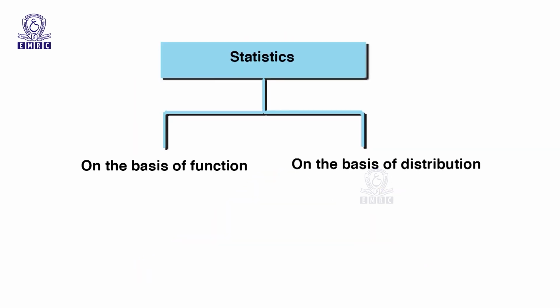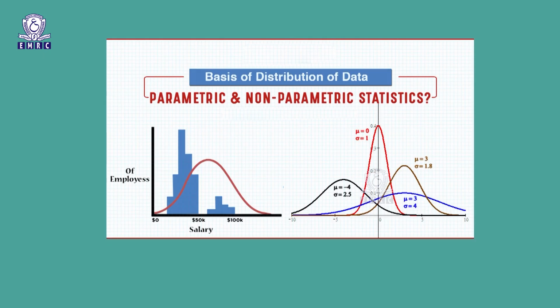Now, we will understand the types of statistics on the basis of distribution of data, and they are parametric and non-parametric statistics. Both are also concerned with population or sample. By population, we mean the total number of items in a sphere. In general, it has an infinite number, but in statistics, there is a finite number in a population, like the number of students in a college.